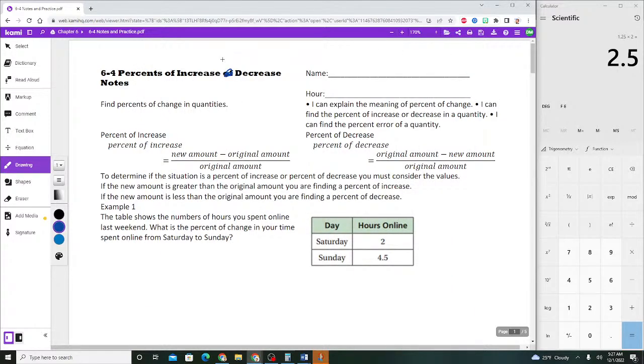Percents of increase or percents of decrease. We're going to find percents of change in quantities, and then we're going to be able to explain the meaning of percent of change. We're going to find the percent of increase or decrease in the quantity, and then we're going to find the percent of error of a quantity. So, percent of increase or decrease.